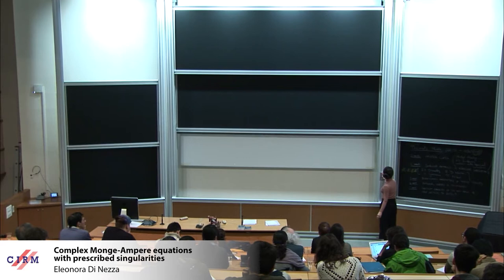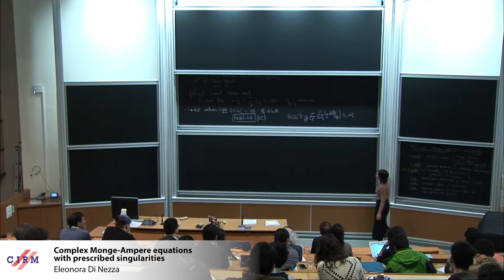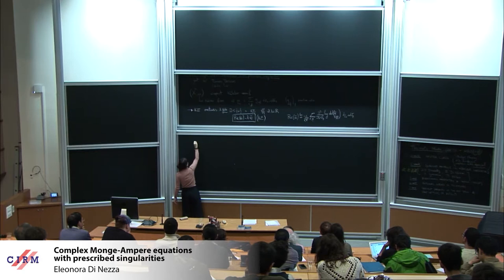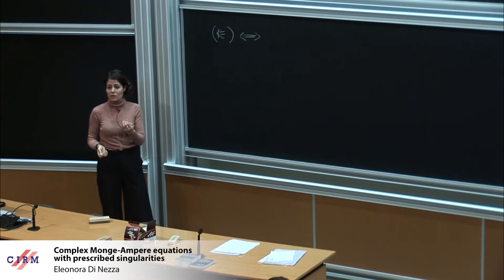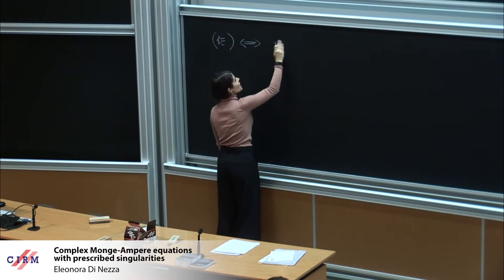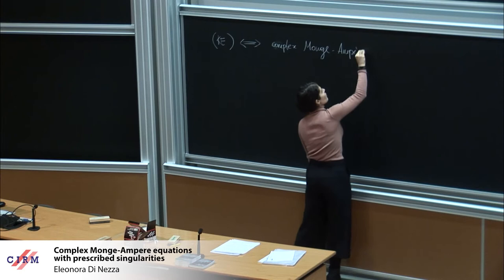But now the magic of the Kähler world is that such an equation, which as I say is an equation for forms, the Kähler-Einstein equation, is equivalent to a scalar partial differential equation, a PDE for a potential, that is called a complex Monge-Ampère equation of the following type.